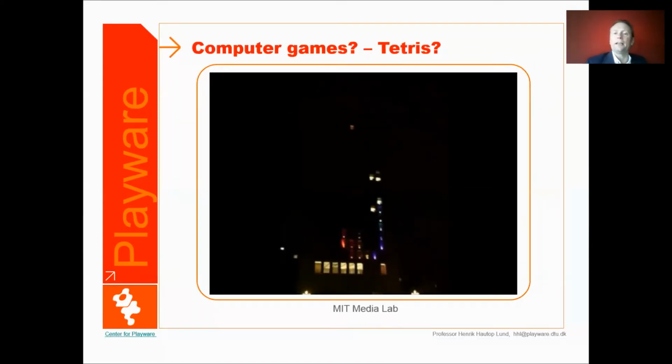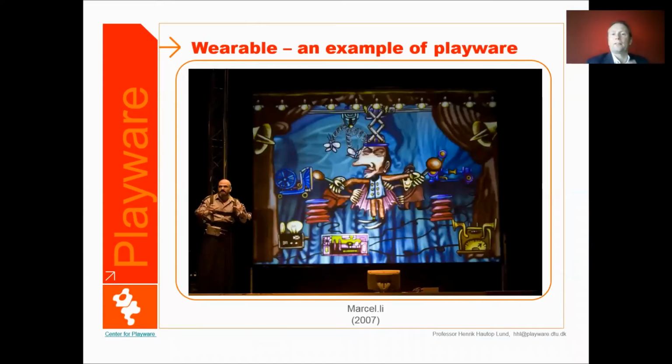So as you can see, Playware can be many things. It can also be wearable, like in this case with Marceli, who has a wearable on him, and whenever he moves, he's controlling the animation that you see on the stage here. So the big animation when he moves, he's controlling that one to make an art performance.